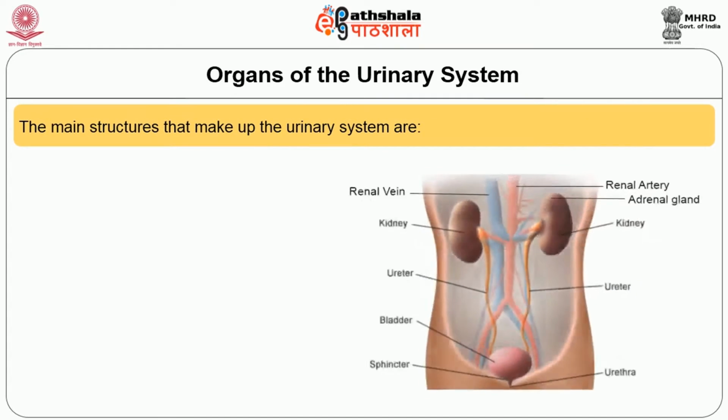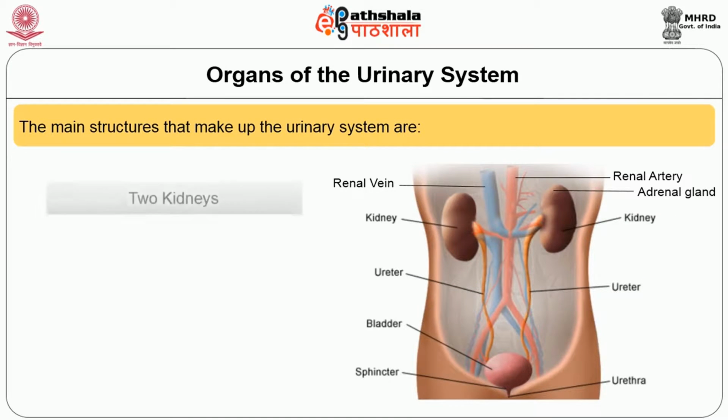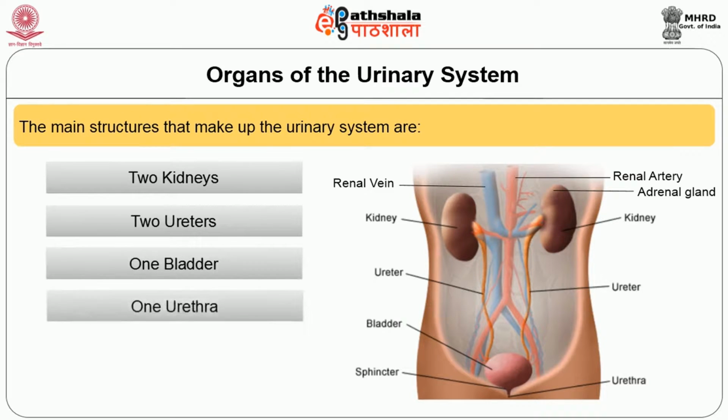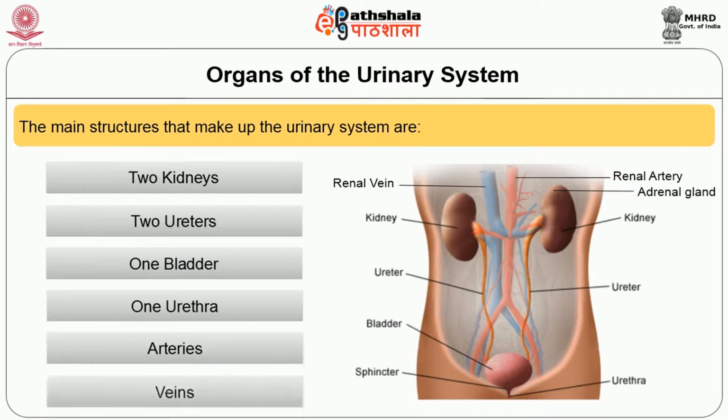The main structures that make up the urinary system are the two kidneys, which are two bean-shaped structures. Each kidney contains 1 to 1.3 million nephrons, 2 ureters, 1 urinary bladder, 1 urethra, arteries and veins. The ureter connects the kidney to the bladder. The bladder is the storage organ for urine. When the bladder is sufficiently full, the person experiences the urge to urinate. Thereafter, urine is excreted to the outside of the body through the urethra.